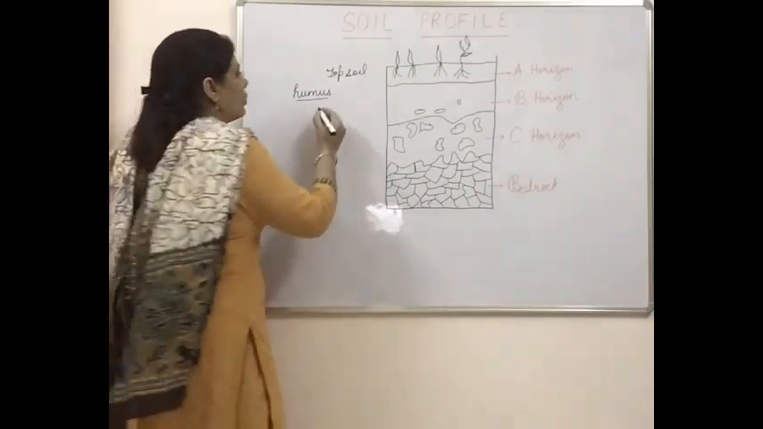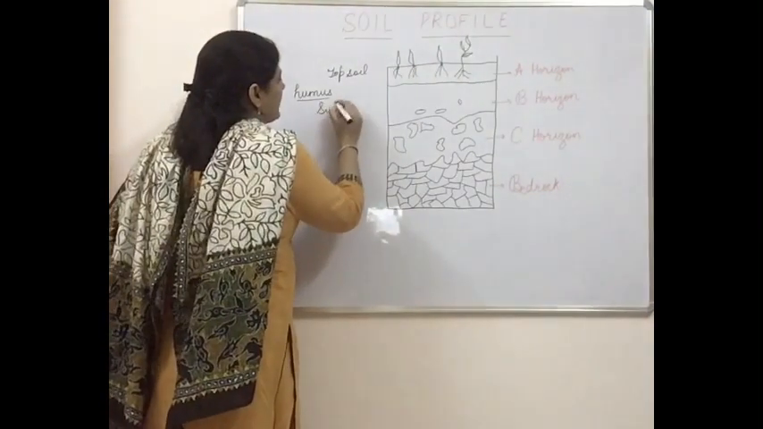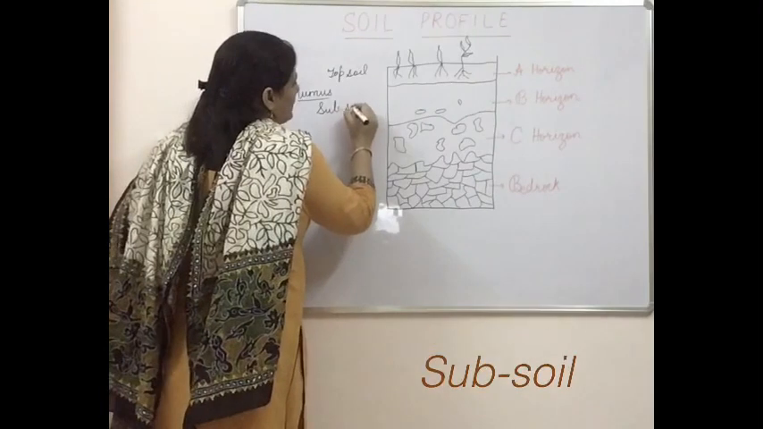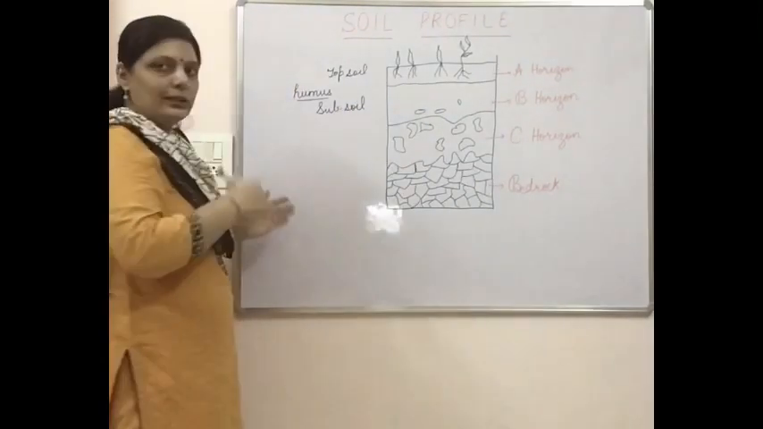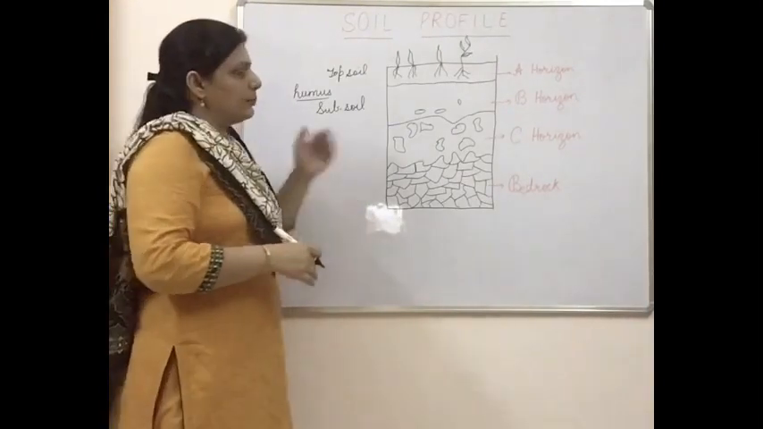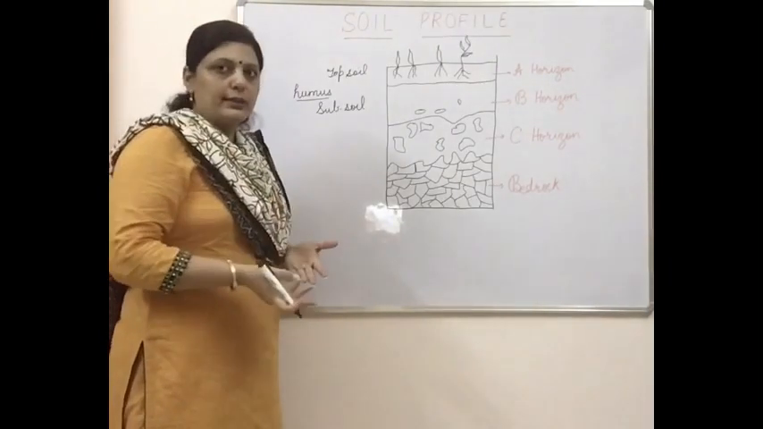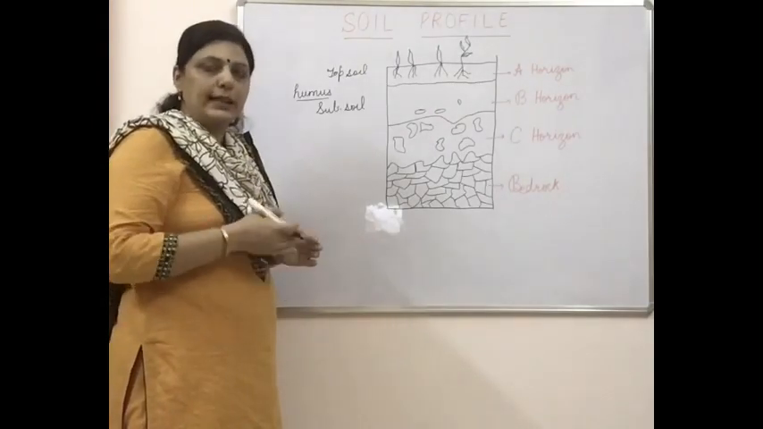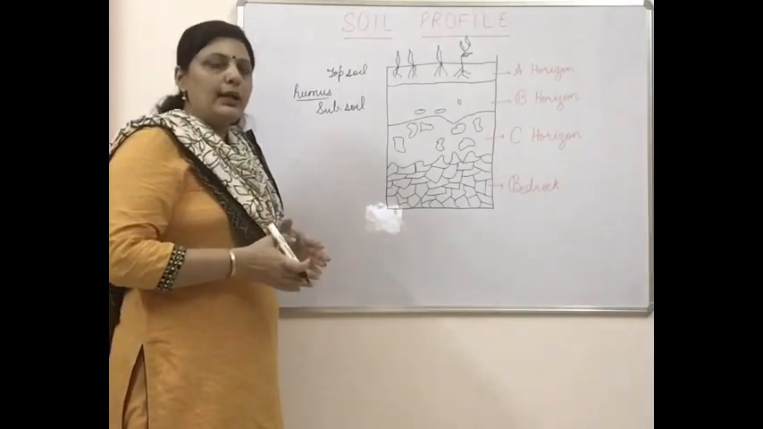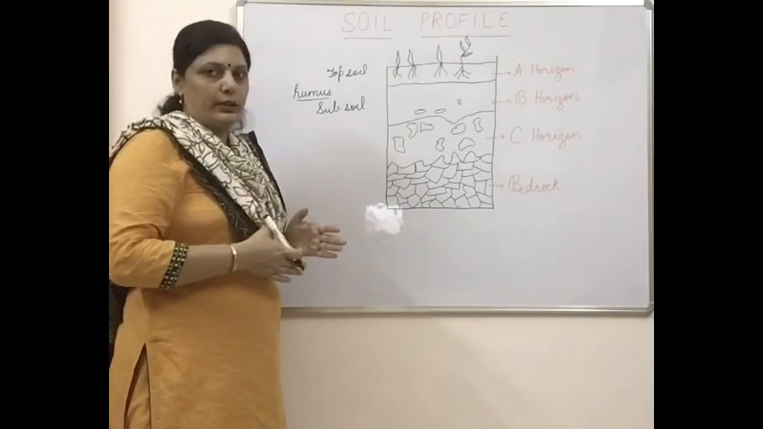B horizon is also called subsoil. Subsoil means the soil which is below the topsoil. So this is the other name of the second layer, that is the B horizon. Either you call it subsoil or the B horizon, both are the same. So this is lighter in color, compact, and can have less water in it.